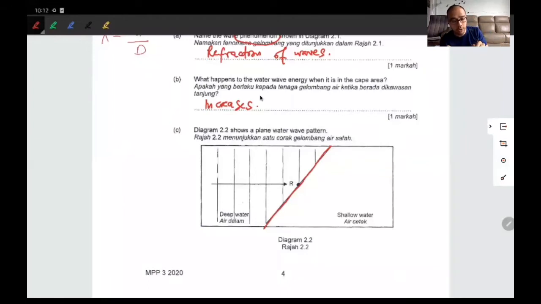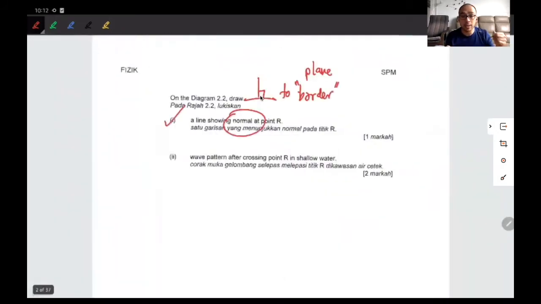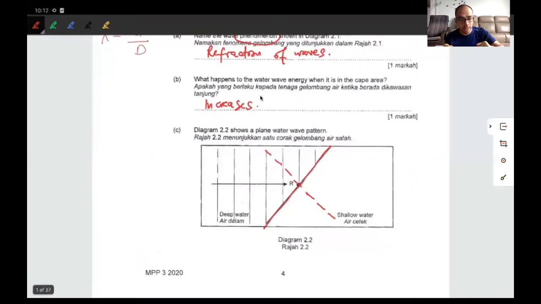So what you need to draw is take out your pembaris and draw a 90-degree line. You can draw it dotted line if you want. So that's the normal line. So by then you already answered question A, a line showing the normal at point R. Secondly, you need to draw the wave pattern after crossing point R in shallow water. So this is deep to shallow.